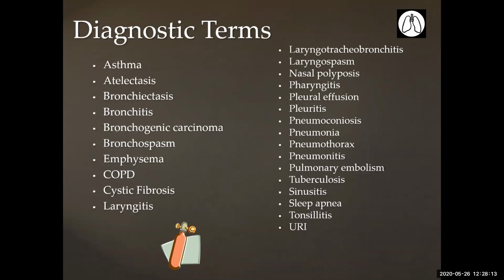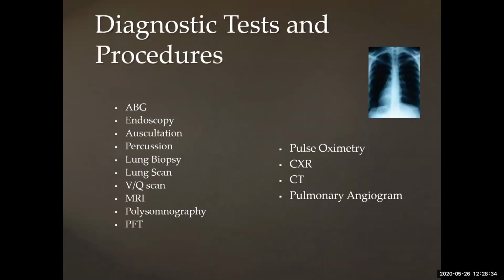Sinusitis, inflammation of the sinuses. Sleep apnea, where somebody has sensation of breathing, usually during sleep or snoring. And tonsillitis, inflammation of the tonsils. And upper respiratory infection, it's going to be involving the nasal passages, pharynx, sneezy, watery eyes, this profuse secretion, common with what you see with a cold.